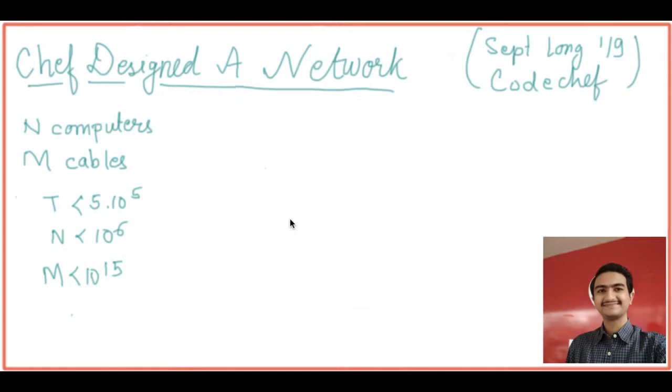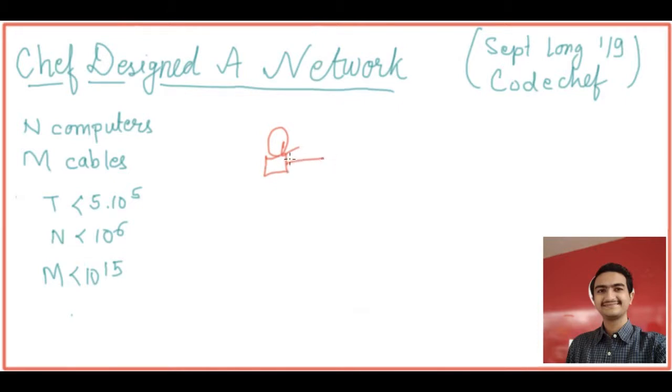This question was of September 2019 of CodeChef. We were given that we have n computers and m cables. With these cables we have to connect these computers in a manner such that there is at least one way of communication between any two computers, meaning any two computers are interconnected, and also each computer can be interconnected to itself through a cable, right?